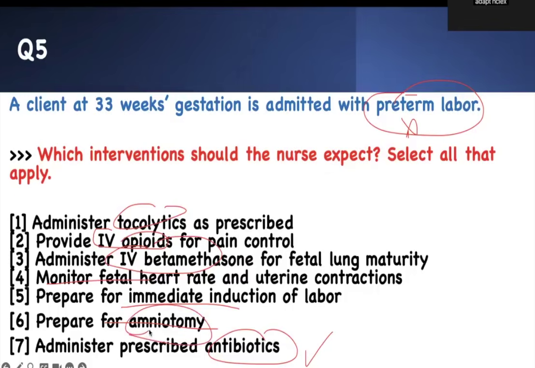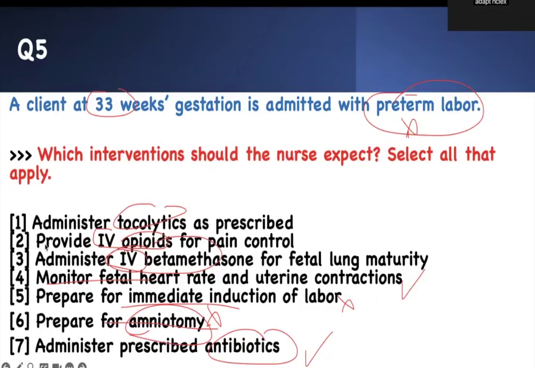I don't want you to deliver, so I'm not going to break your membrane. So this is wrong. You should not prepare for induction unless there's severe. We don't want to do that. The kid is 33 weeks. It's not ready yet. We should monitor the fetal heart rate and contraction.